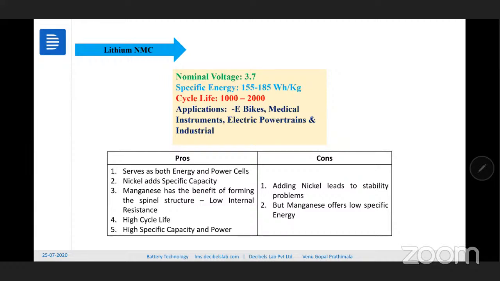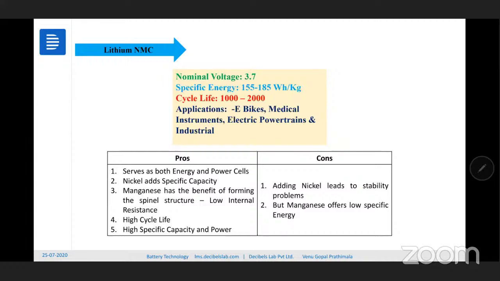And nickel adds specific capacity. And manganese has the benefit of forming a spinel structure and low internal resistance. So this is the main reason for adding these two things to the cobalt and forming a new compound, that is NMC. And of course it has a high specific capacity, and if you have high specific capacity, we'll have high specific energy and high specific power. Okay, those are the pros of this particular cell.